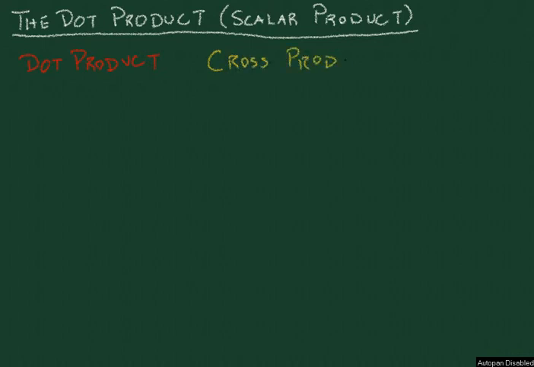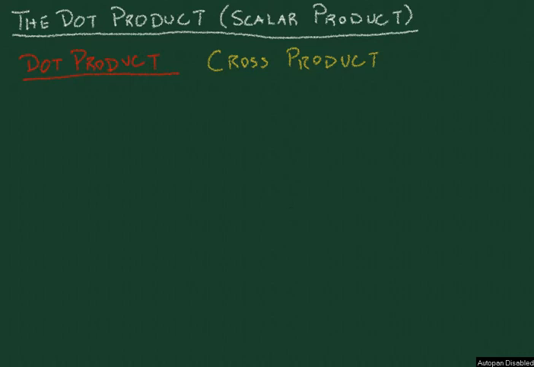And we're not going to talk about the cross product yet until we get into angular momentum, a little bit later in the class. So for today, we're just going to talk about the dot product. And it's pretty simple.